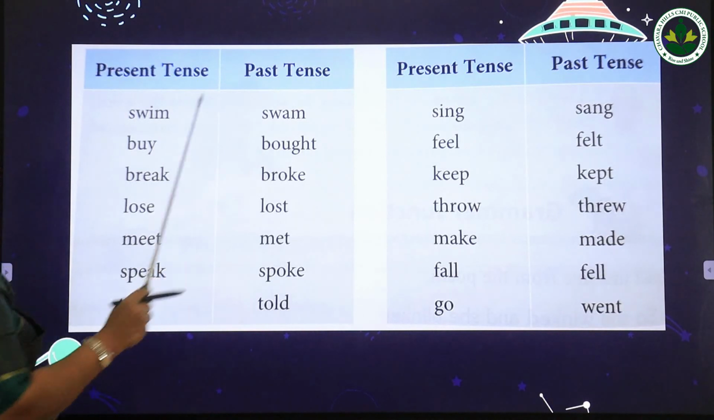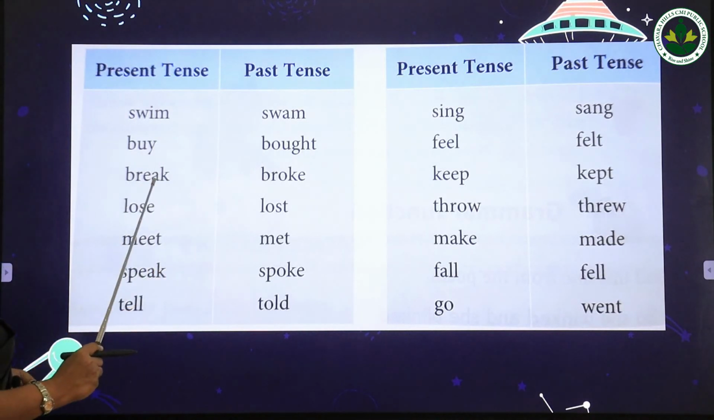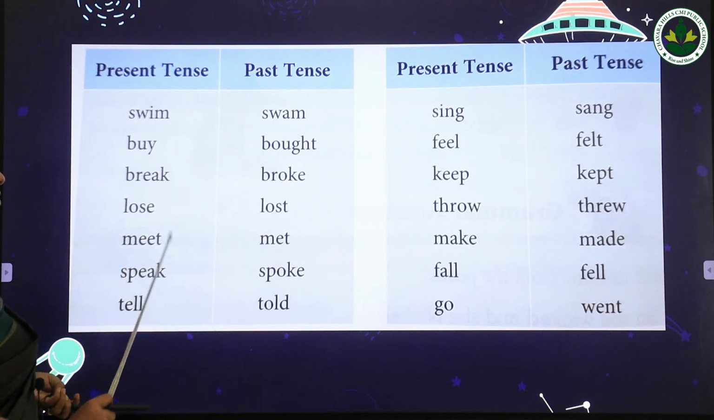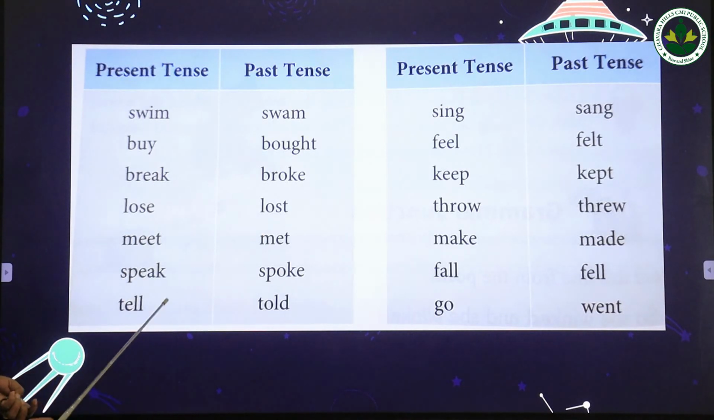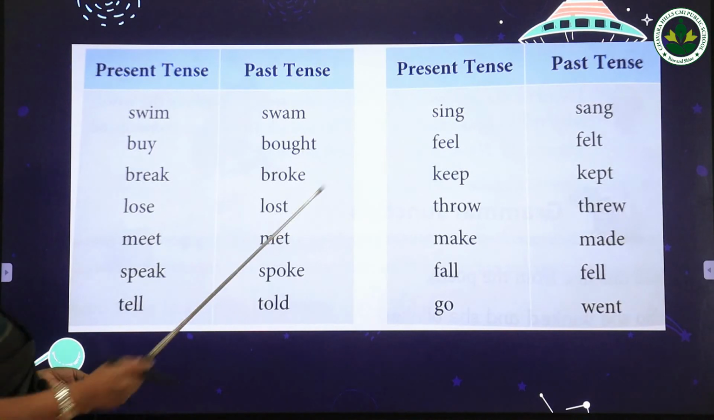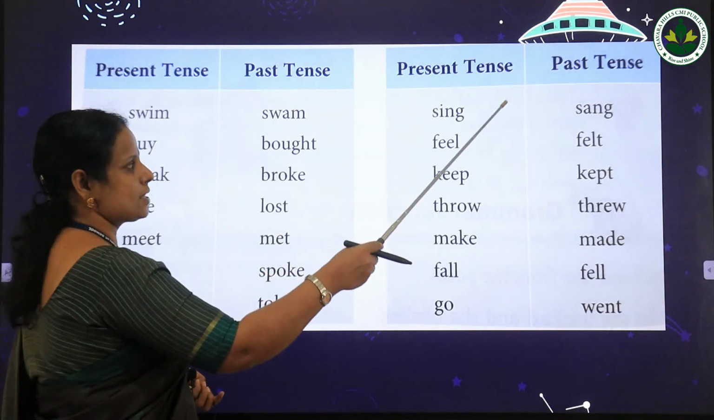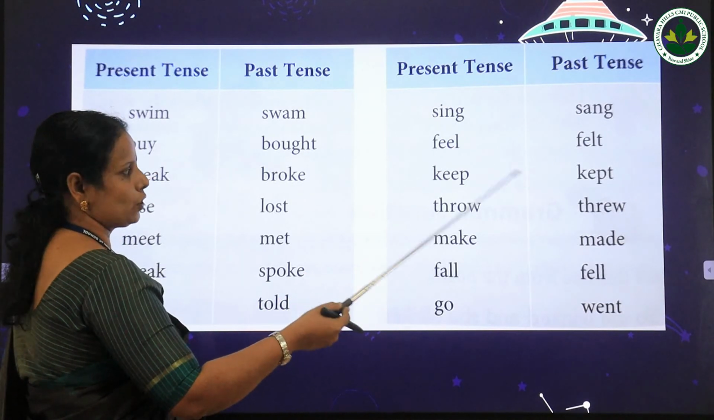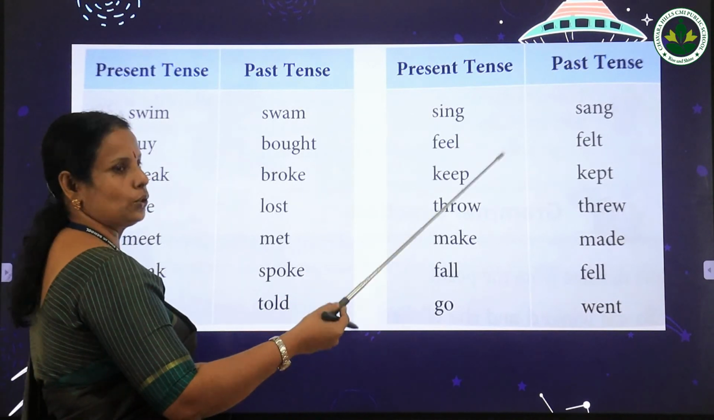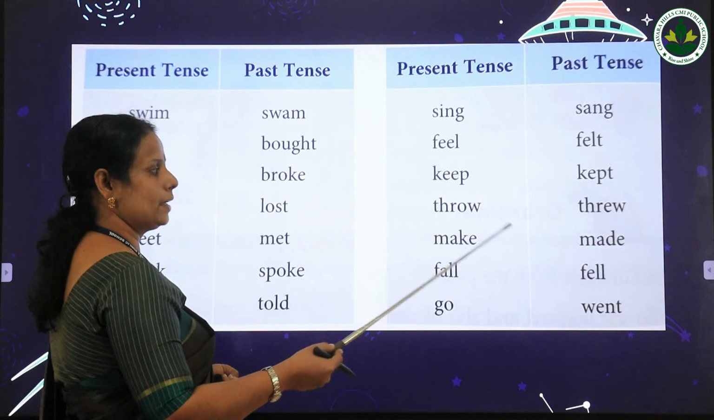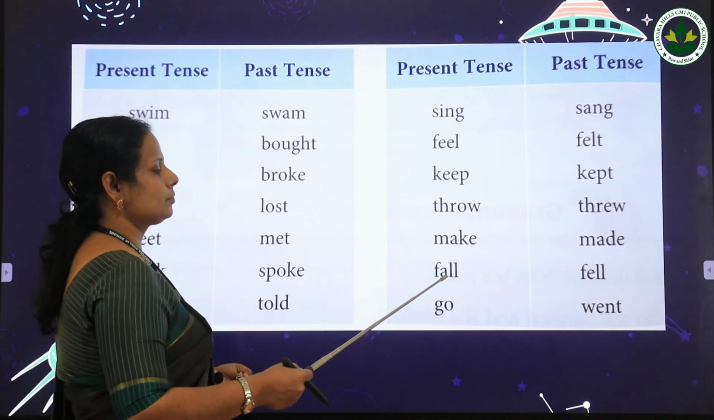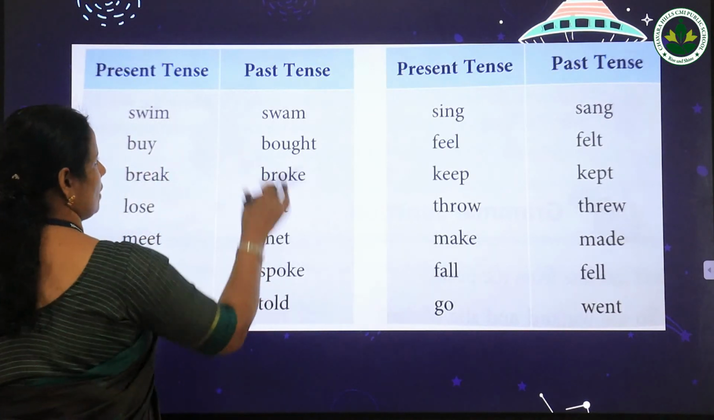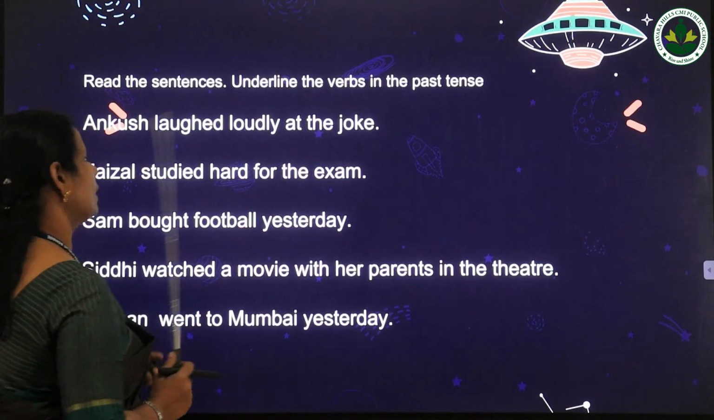Swim, swam, buy, bought, break, broke, lose, lost, meet, met, speak, spoke, tell, told, not telled. Sing, sang, not singed. Feel, felt, not feeled. Keep, kept, not keeped. Throw, threw, not throwed. Make, made, not maked. Then fall, fell, go, went. This table you have to study.